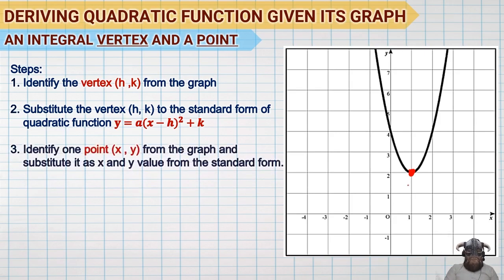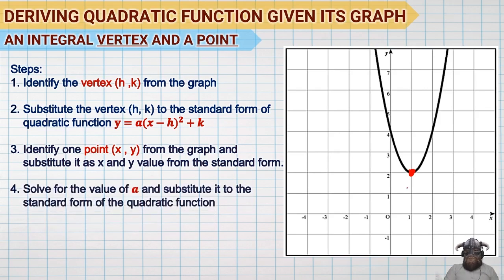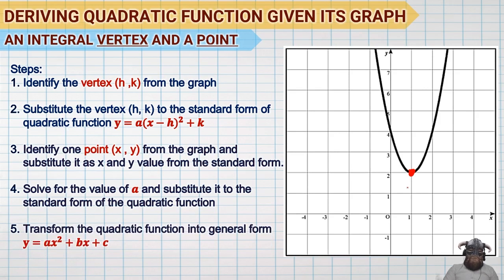Third, identify one point x, y from the graph and substitute it as the x and y value in the standard form. Fourth is to solve for the value of a and substitute it to the standard form of the quadratic function. And lastly, you have to transform that quadratic function into general form y is equal to ax squared plus bx plus c. So para mas maintindihan natin tong mga steps na meron tayo in identifying the equation of the quadratic function's graph, let's try to have some examples.